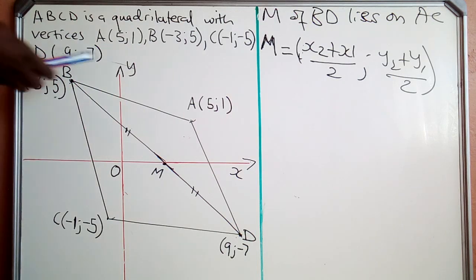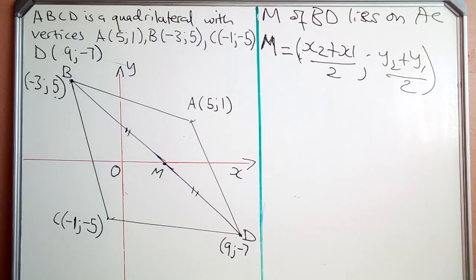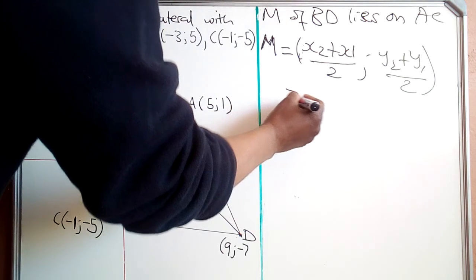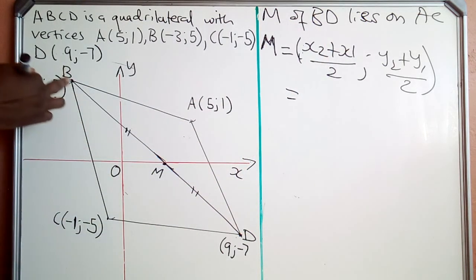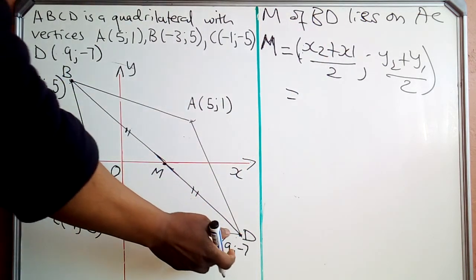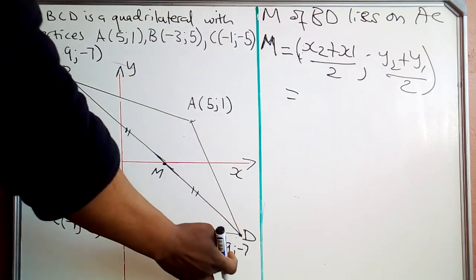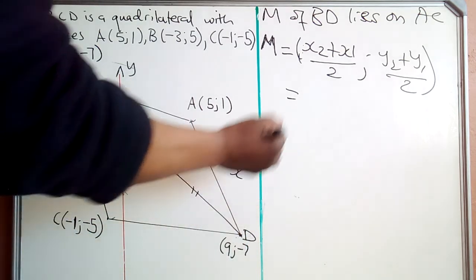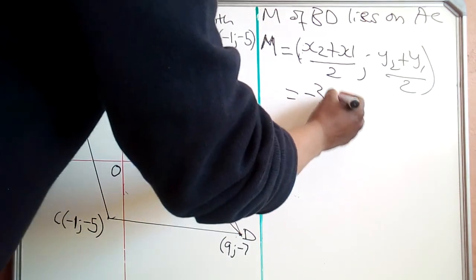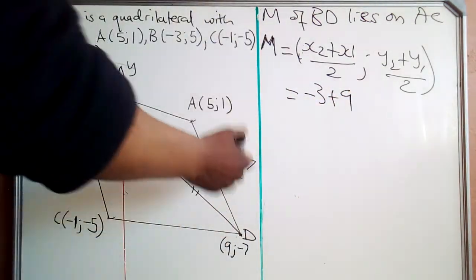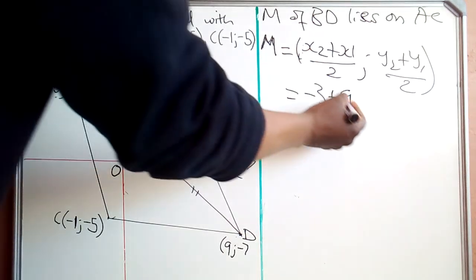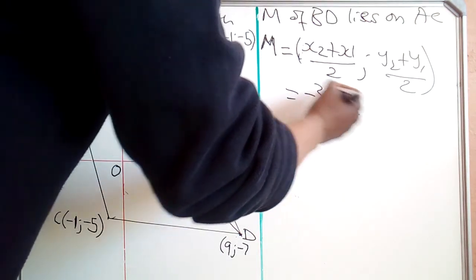Okay, so let us take our points. Our points there are for x, B and D. So we've got -3 and 9. So -3 plus 9, or if you want, you can say 9 minus 3. It will still give you the same answer.